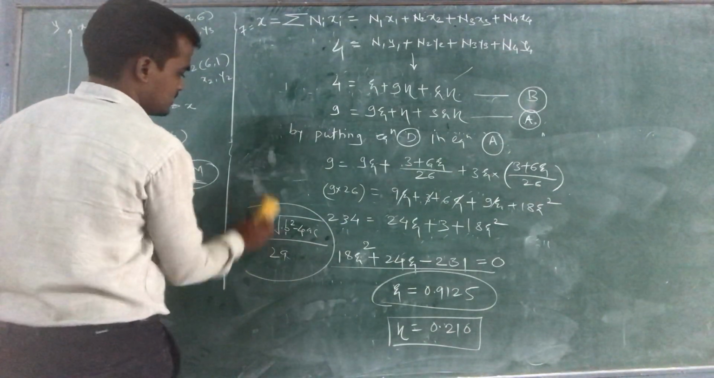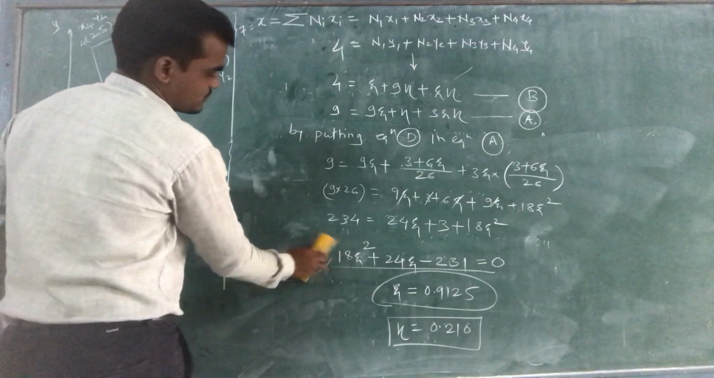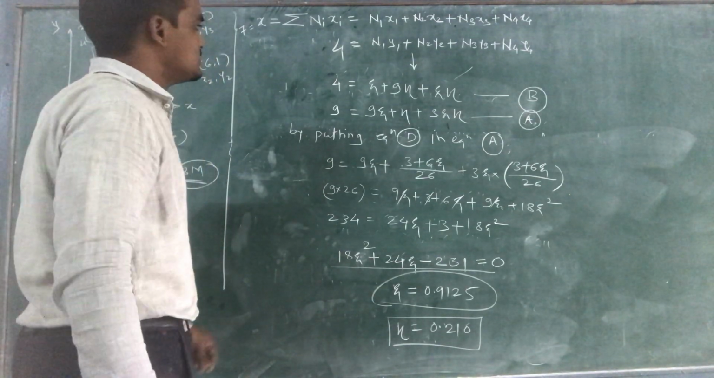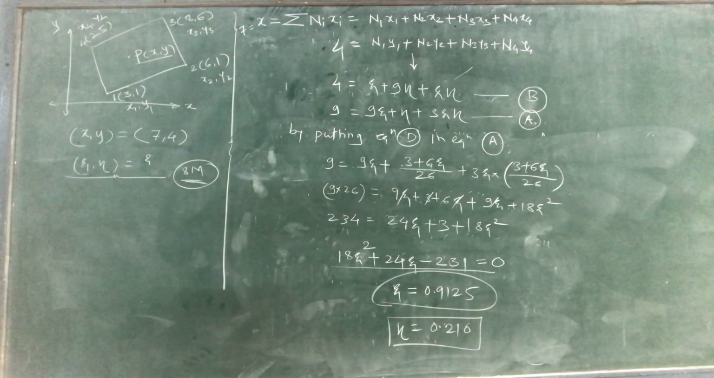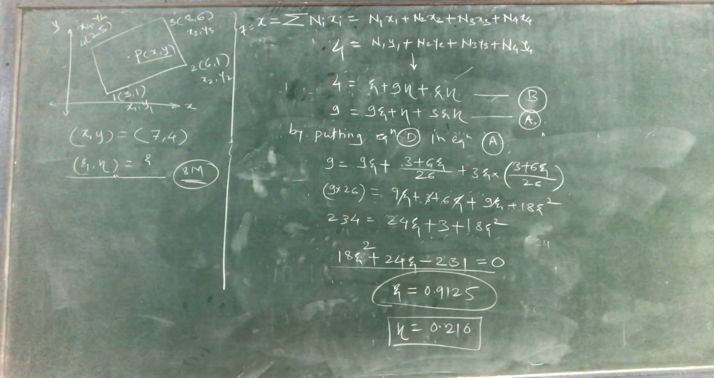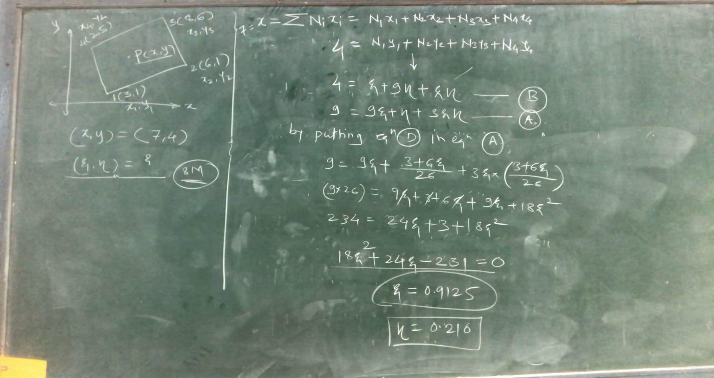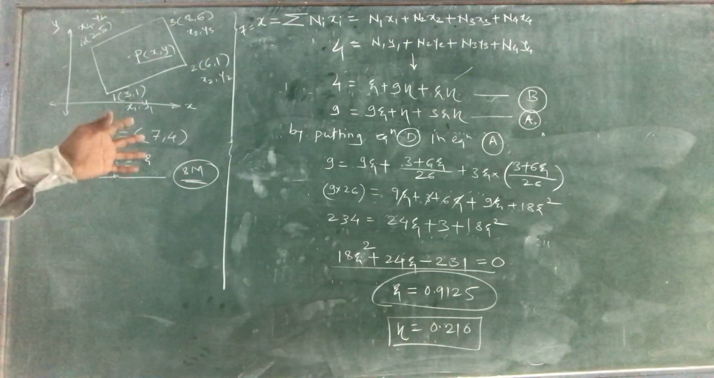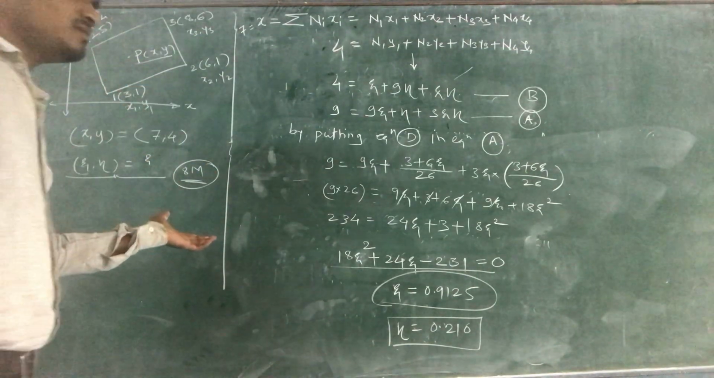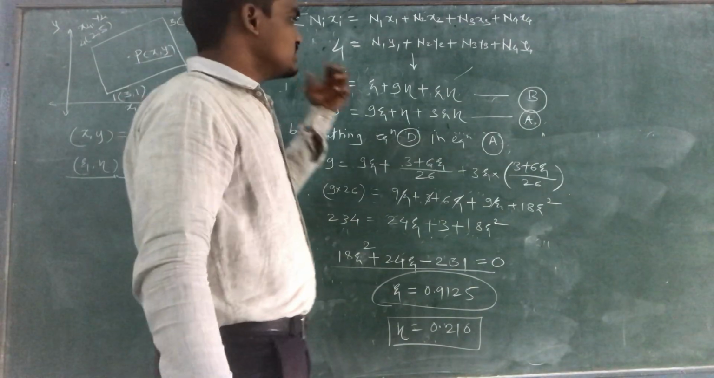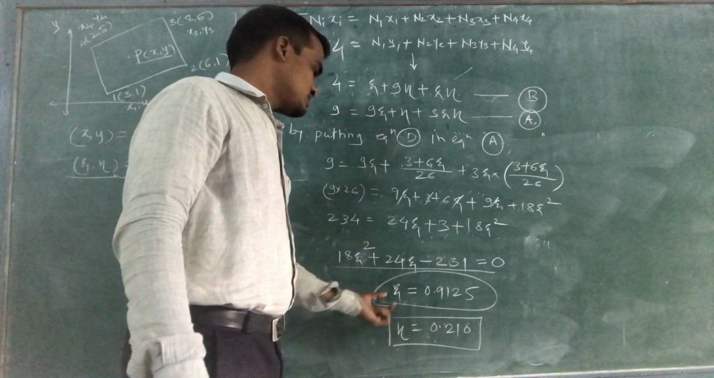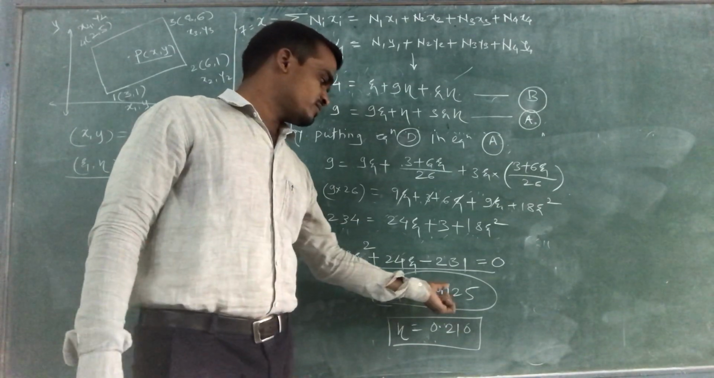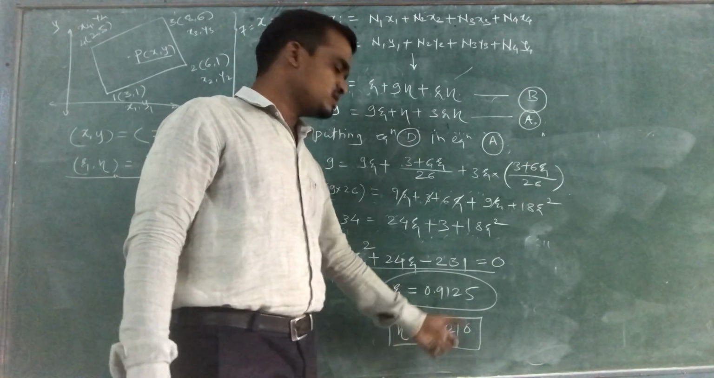Okay. So finally you will get zeta and eta values. Zeta is equal to 0.9125 and eta is equal to 0.210. You can solve by using your own methods also. You can simplify these two equations by your own method, but the final answer should be zeta is equal to 0.9125 and eta is equal to 0.210.